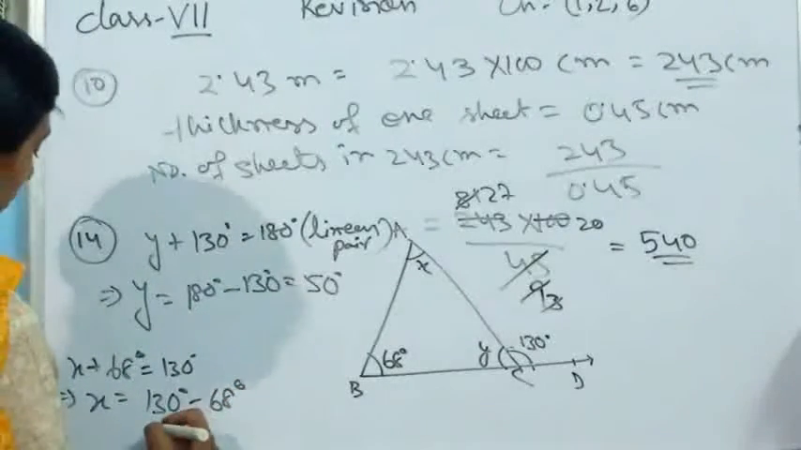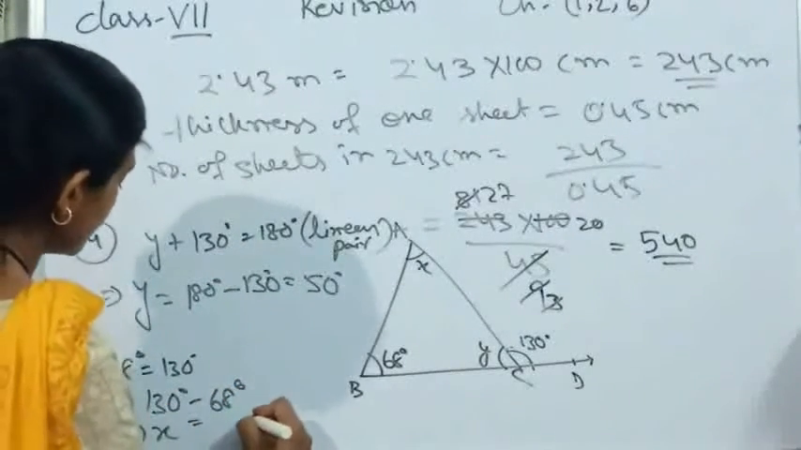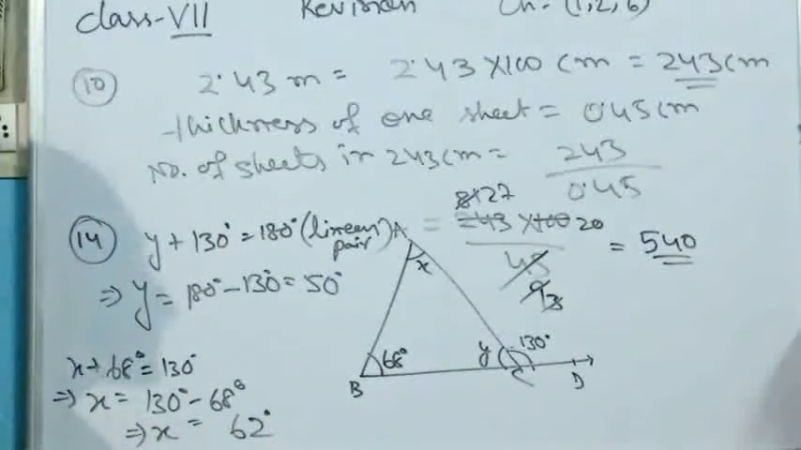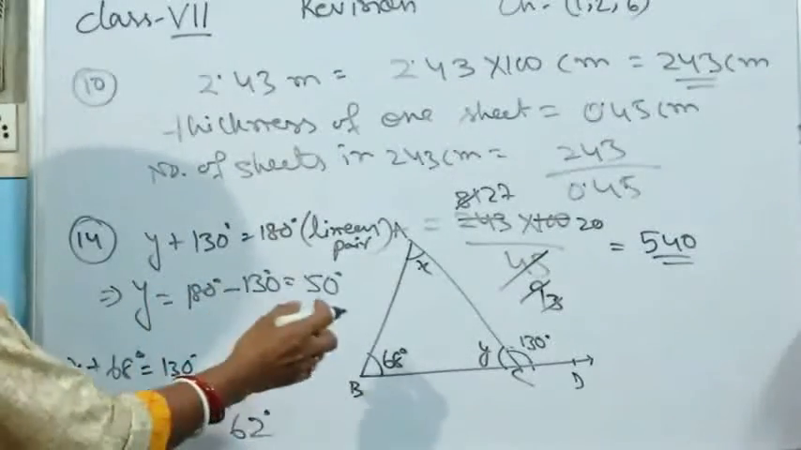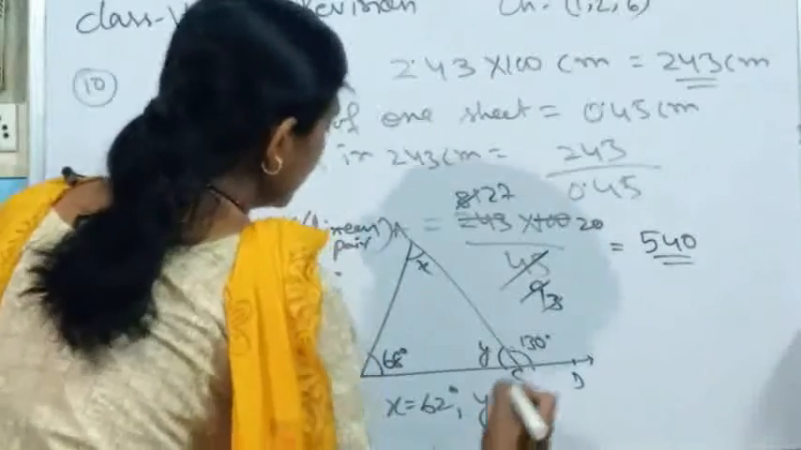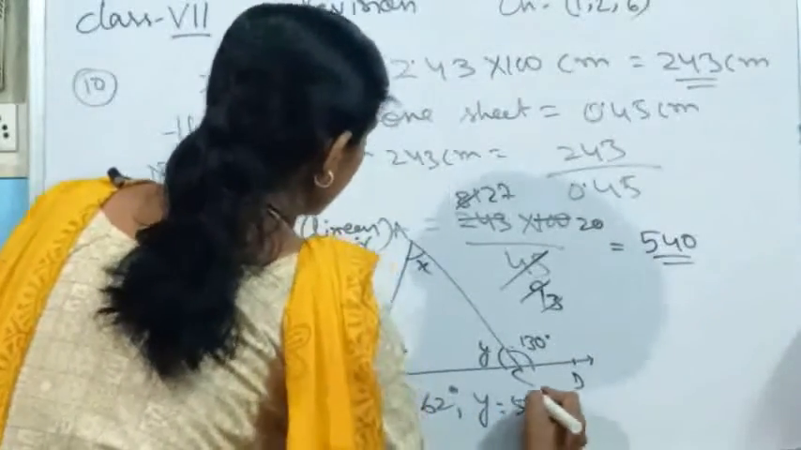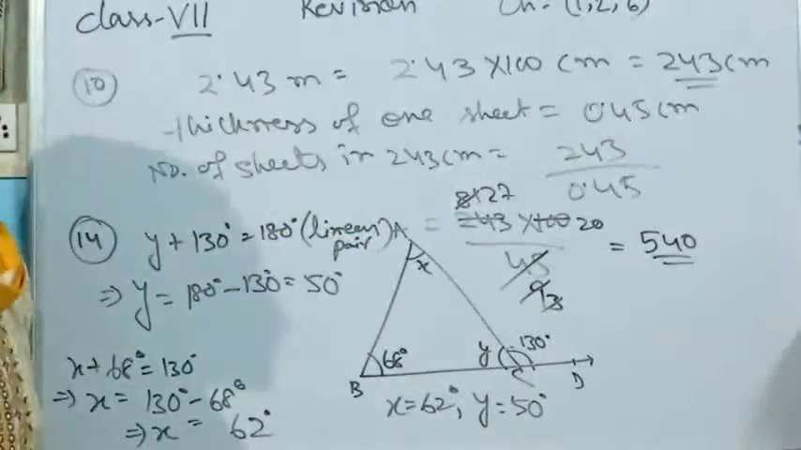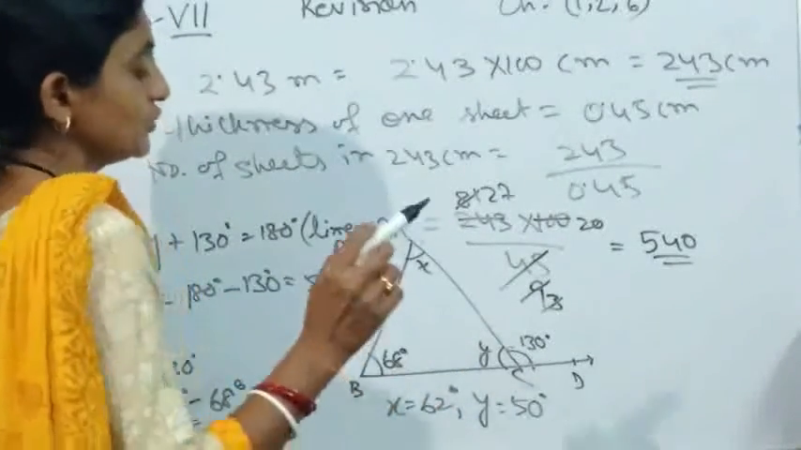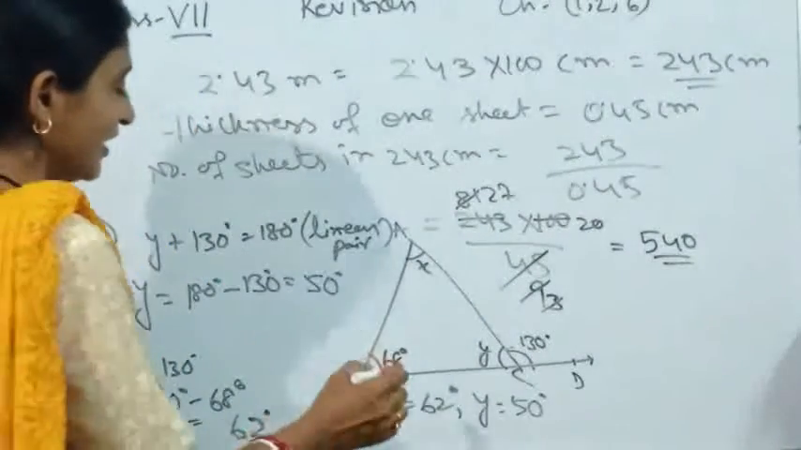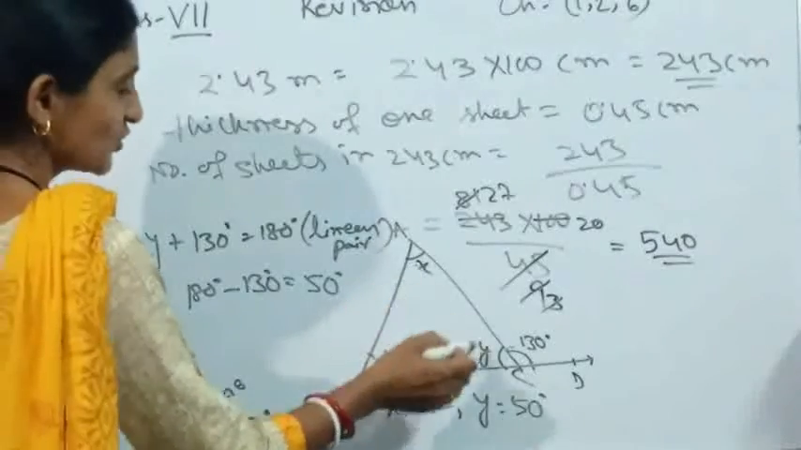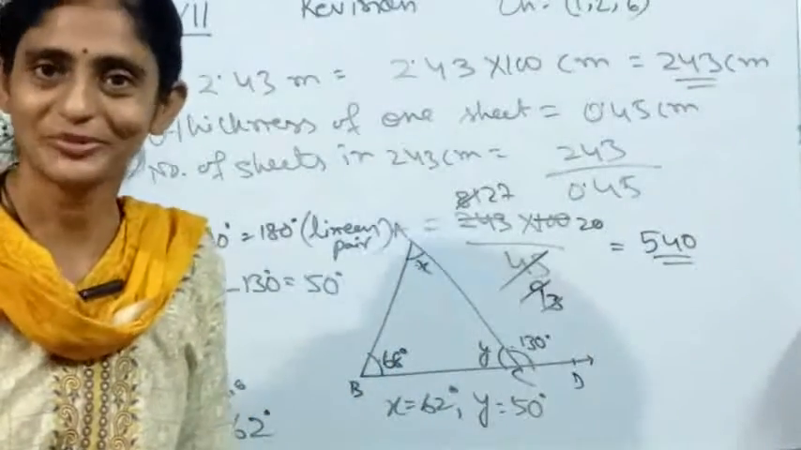Let's go for the subtraction. What are you getting here? x will be 62 degree. So what is the answer we have got? We have been asked for x. x we have got 62 degree, and y we have got 50 degree. That is the answer. For cross check or verification, you can add x, y and 68, and it will be 180 degree. If I add these two, you are getting 130 plus 50, so it is coming 180. What is it? Angle sum property of a triangle.